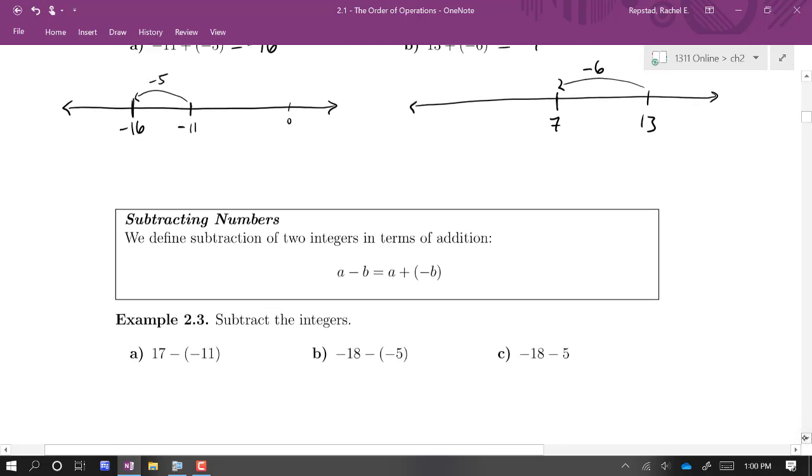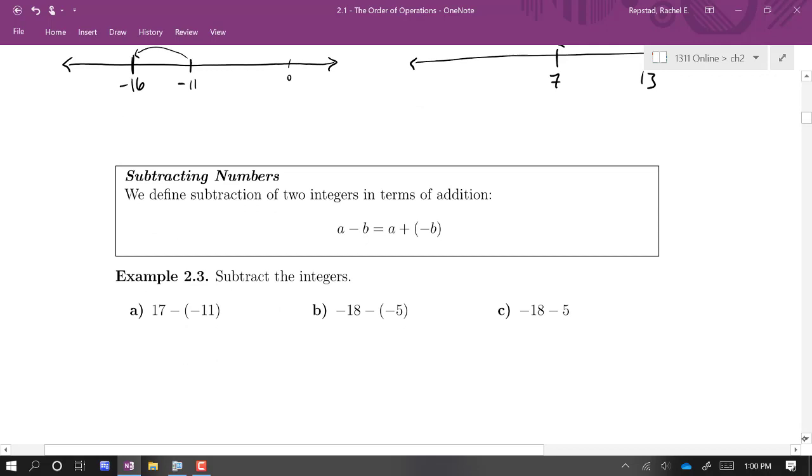We define subtraction in terms of addition. So a minus b is just a plus a negative b. There's not a whole lot to go over. I'm going to do a couple of examples here, but again, the theme is being careful with your signs. So 17 minus a negative 11. I'm going to change that into adding the opposite. So this is 17 plus a positive 11. Subtracting a negative is equal to adding a positive, and we get 28.